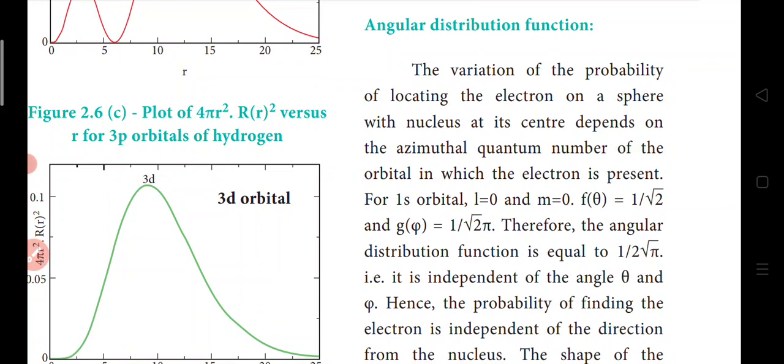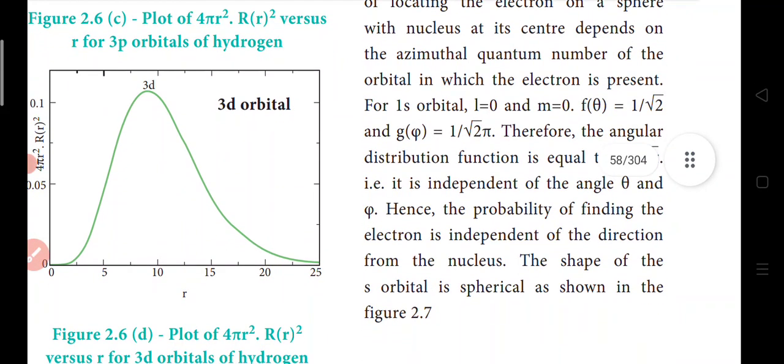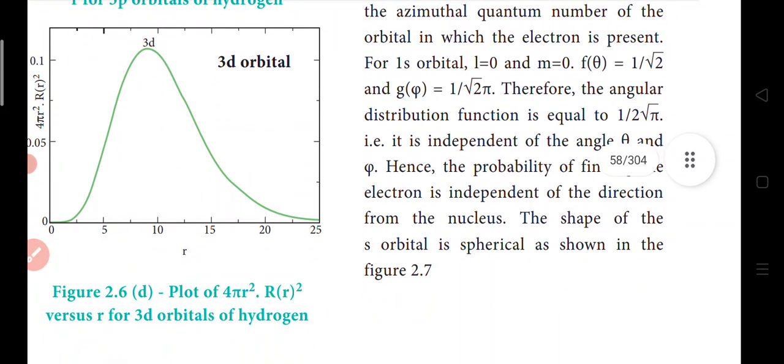1s orbital எடுத்துக்கிட்டோம் அப்படின்னா L is equal to 0, M is equal to 0, F of theta is equal to 1 by half and G of phi is equal to 1 by root 2 pi. இதெல்லாமே ஒரு டெரிவேஷனில் கண்டுபிடிச்சது. It is a very big derivation. Therefore, the angular distribution function is equal to 1/2 root pi. That is, it is independent of the angular theta and phi.